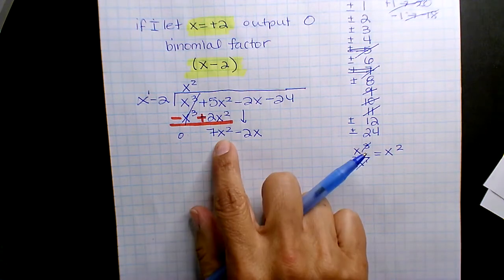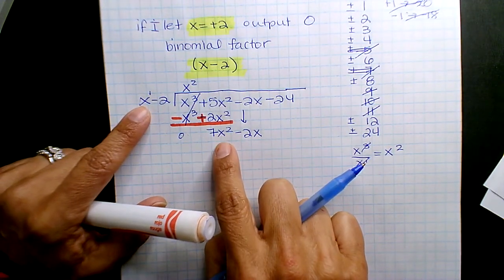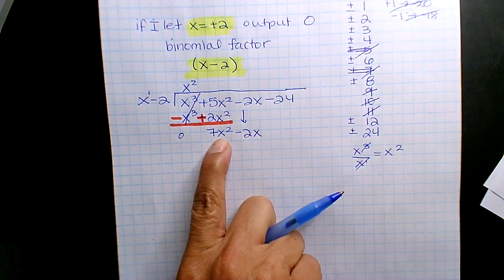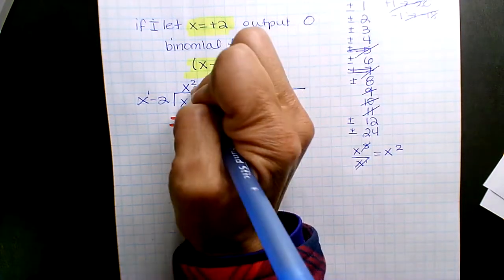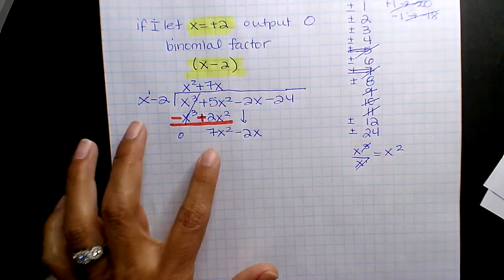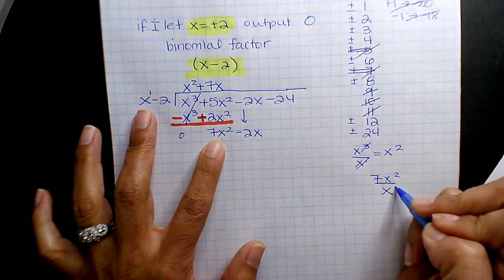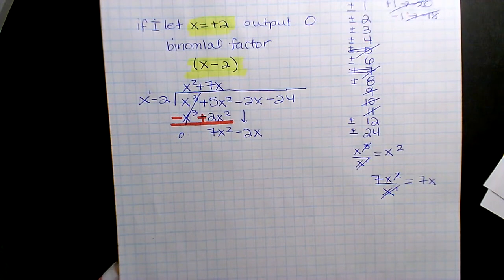Okay, 7x squared. What do I need to multiply 2x by to get 7x squared? What do I multiply by? What do you think, Sophia? x to the 1, but what's my coefficient? 7, right. So it would be 7x, right? But if you want to make your ratio, 7x squared divided by x to the 1, 7x, and that's what I have, right?